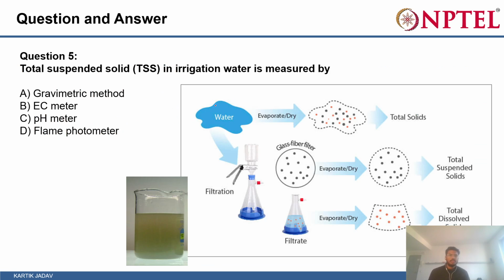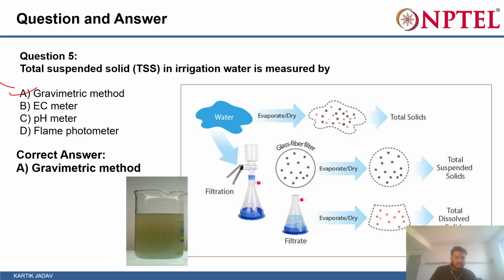Total suspended solids in irrigation water is measured by? You know that TSS is generally measured by the gravimetric method. So the correct answer is option A. Once you have collected water, whether from the experimental side or the real field side, what you do is filter this water with a vacuum-based filtration system.